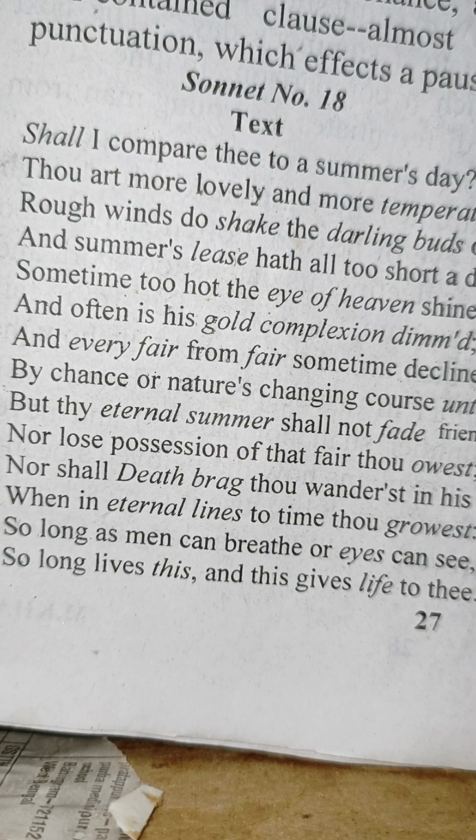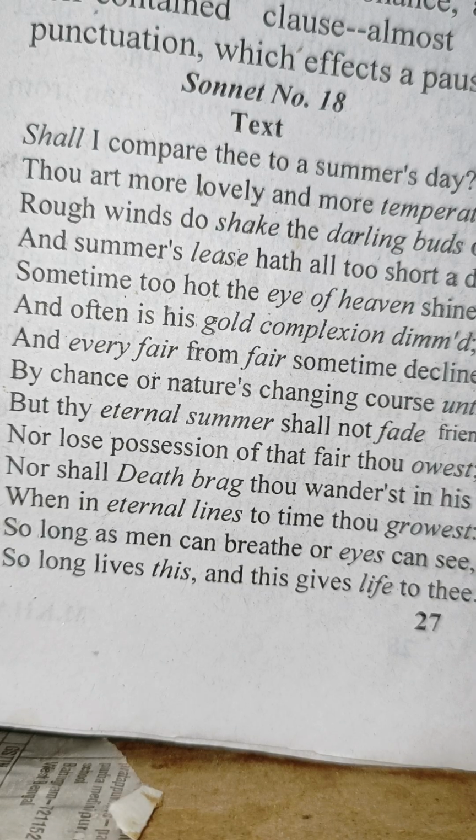Now, learners, I am going to read out every line of the poem and try to make you understand it line by line.